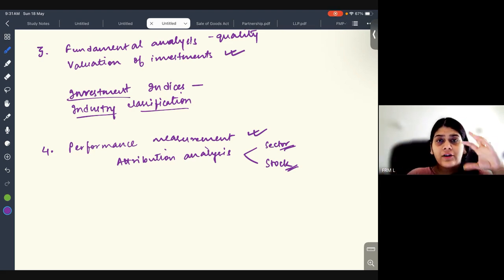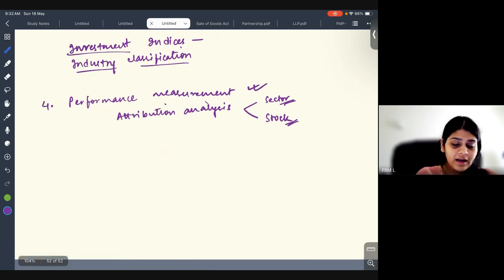Now, attribution analysis basically sees whatever your returns have deviated from the benchmark. That deviation they are going to analyze. How much of that deviation is because of sector selection and how much of that deviation is because of stock selection. So that is attribution analysis. Extremely interesting questions, and sometimes it can get a little complicated. So we are going to do a lot of these questions in performance measurement. After that, we have overall risk control.